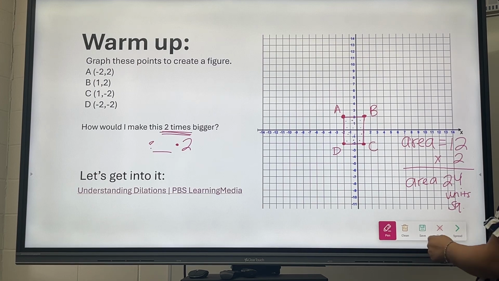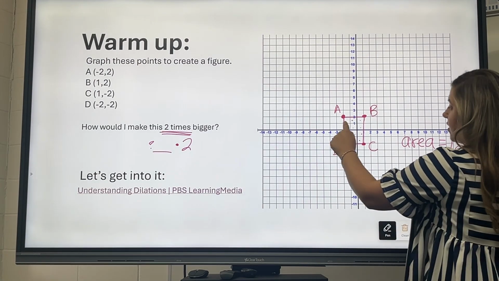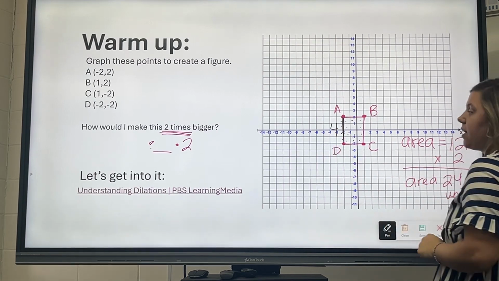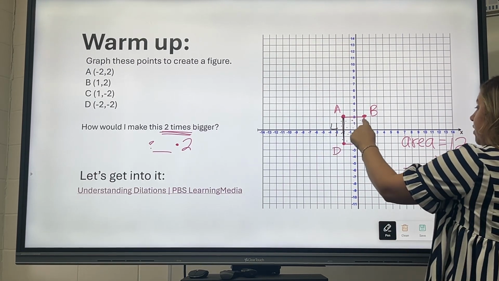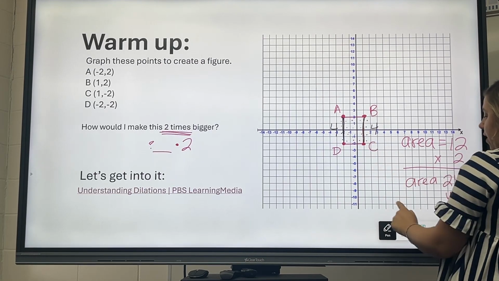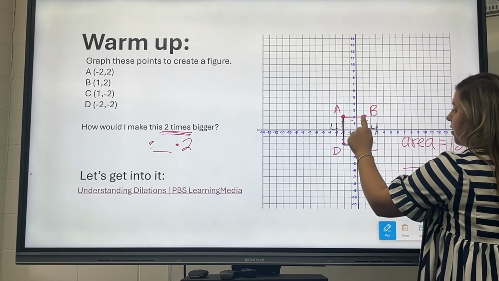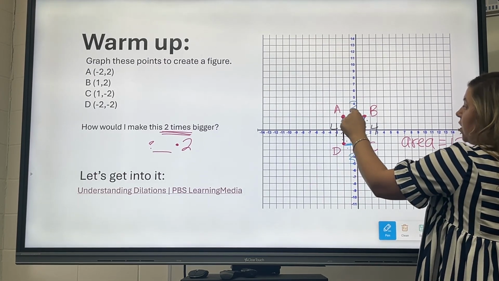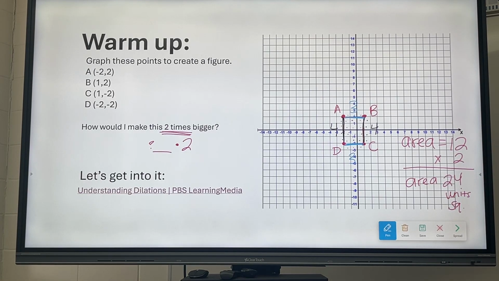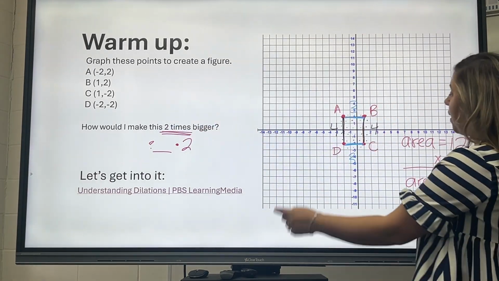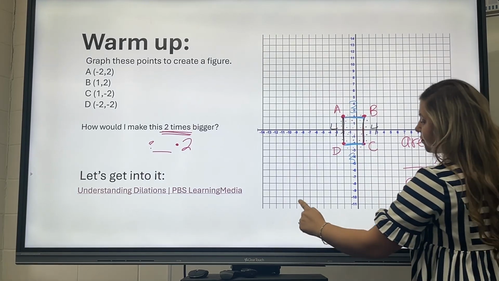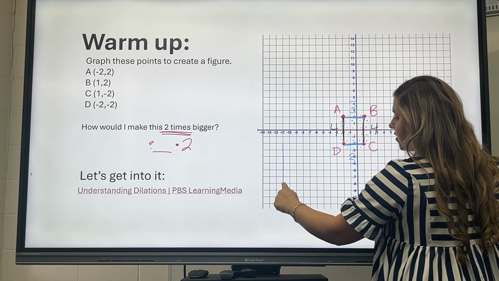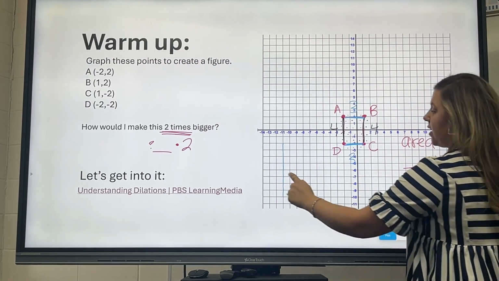Now let's talk about the side lengths, right? If I have this current side length right here, and I count that, that's 1, 2, 3, 4, okay? That's a side length of 4. This one over here is also 1, 2, 3, 4, okay? Then I've got these side lengths here and here. This one is 1, 2, 3, and this one is also 1, 2, 3. So if I take those side lengths and I make them 2 times bigger, I'm gonna take this 4 and multiply it by 2. That gives me, I'm just going to draw it over here, 1, 2, 3, 4, 5, 6, 7, 8. Okay, a side length of 8.